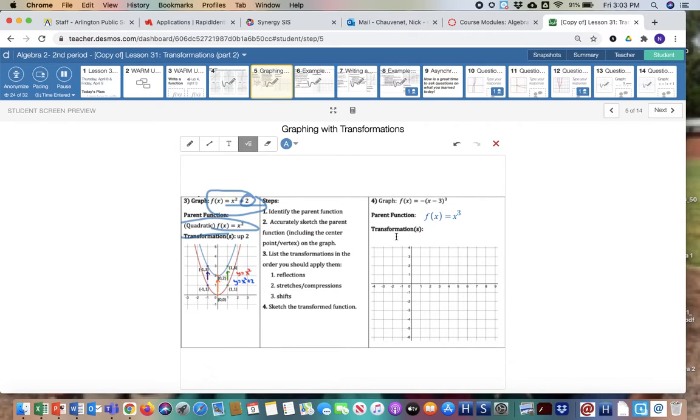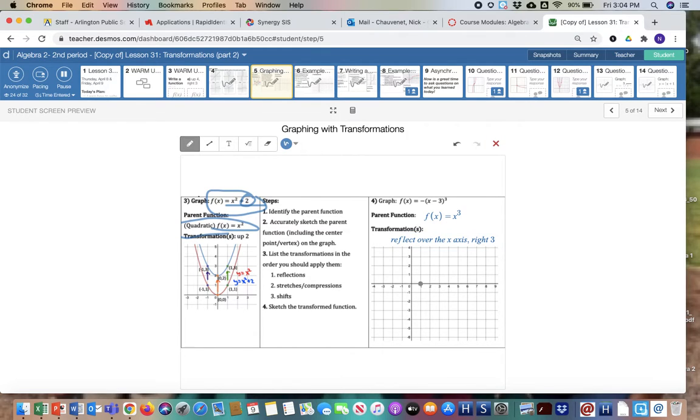So what are my transformations? When I look at my transformations here, I see the negative on the outside, so that's going to reflect over the x-axis. Then I have that -3 on the inside, so that's going to shift me right 3. Okay, so we just want to do both of those things.